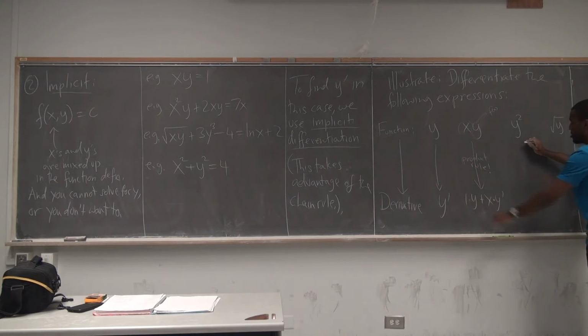Now, for these two you might have missed something subtle, so let's unpack it. How do you differentiate y squared? 2y. Turns out you multiply by a y prime. Now, why would you multiply by a y prime?